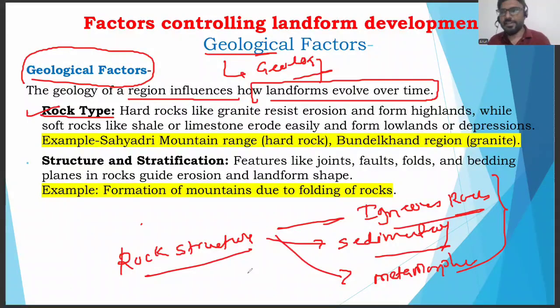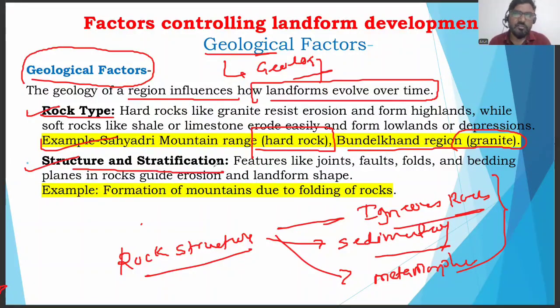The rock structure, the nature of rocks, whether that rock is hard rock or soft rock, also impacts landform development and the modification of the landform. We can take the example of the Sahyadri mountain ranges. Sahyadri ranges consist of hard rock because they are part of peninsular India, and you all know that peninsular India is made up of one of the oldest hard rock systems. Whereas the Bundelkhand region is made up of granite.